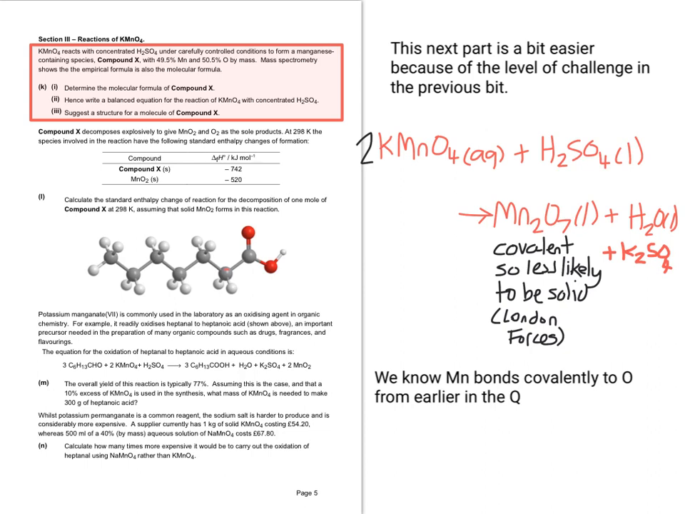Now in attempting to do a structure for a molecule of compound X, we know that manganese bonds covalently to oxygen. It's unlikely to bond covalently to itself because it's a metal. So we need to have a think about how we might do this. We've got 2 manganese and 7 oxygens. So we can start by putting an oxygen bridge between 2 manganese atoms. And obviously we've got 6 oxygen atoms left to use up. So we end up with something like that.